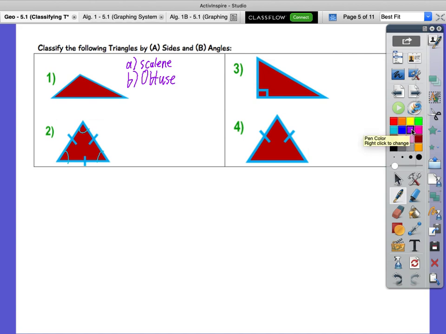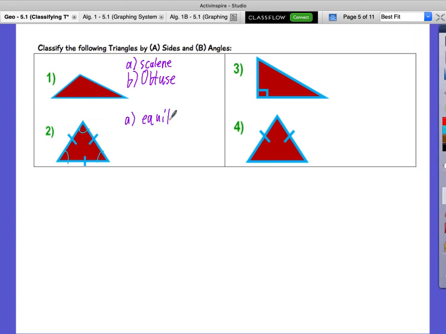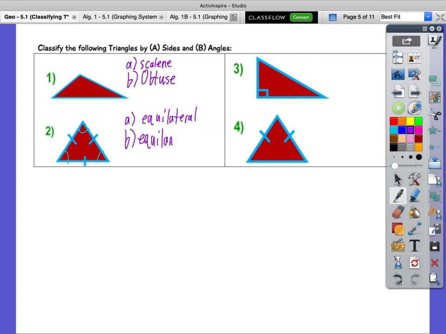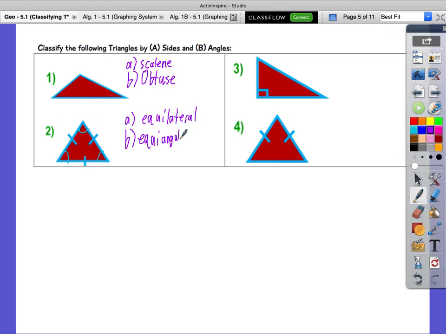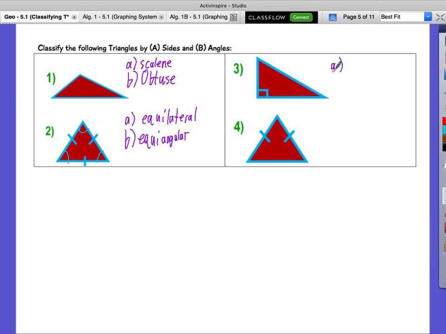Jocelyn, what'd you have for number 2? I agree completely. It's equilateral and equiangular. Very good. Yeah, you spoke right. Good job. Evan, number 3, what would it be? Scalene and right. You are right. It would be scalene and right.